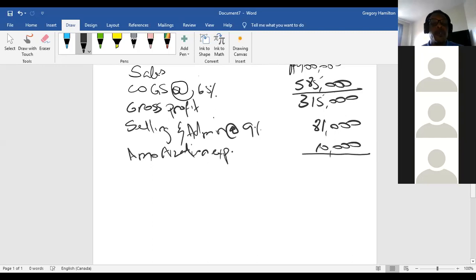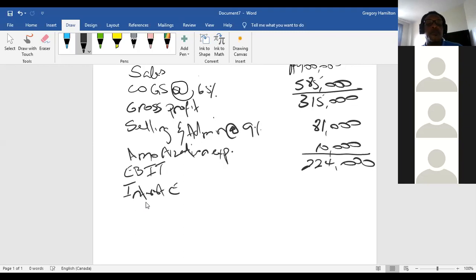So we produce earnings before interest and taxes. Another name for earnings before interest and taxes would be operating profit, or operating income. Then we have interest expense of 8,000.